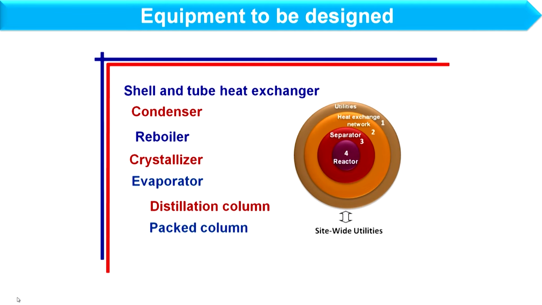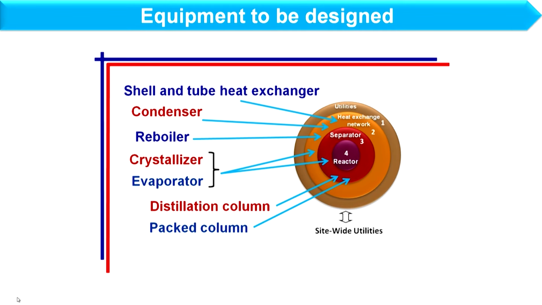and each of these equipment will be related to a particular layer of the onion diagram, such as shell and tube heat exchanger can be related to heat exchanger network, and so the condenser as well as reboiler, because all these are heat exchangers only. Crystallizer and evaporators are related to heat exchanger as well as separator, because it separates solvents from the solution. And further, distillation column and packed column are related to separator.